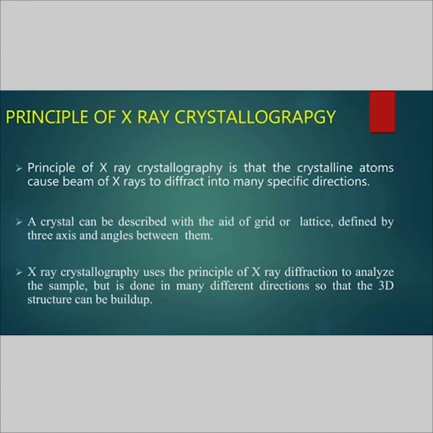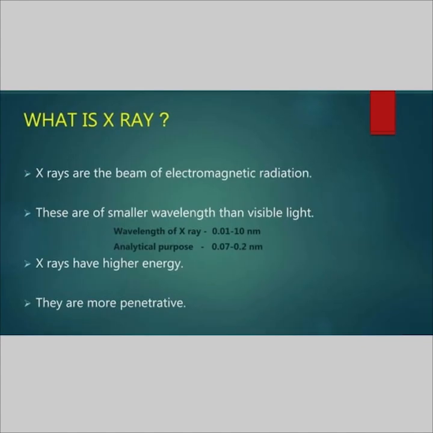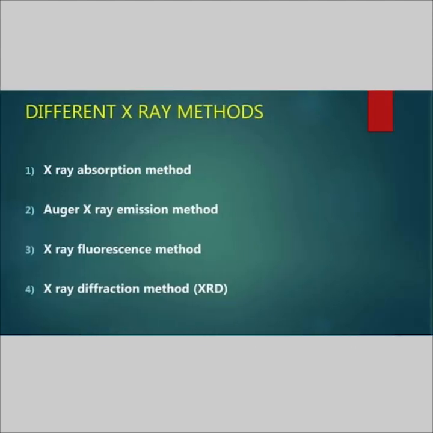Before knowing the actual X-ray crystallography technique, we need to know what X-ray is. X-rays are beams of electromagnetic radiation. They have a wavelength smaller than visible light, have higher energy, and are more penetrative. Now, before knowing the different X-ray methods, we need to know what a crystal is. A crystal is a solid whose atoms are arranged in highly ordered repeating patterns. These patterns are called crystal systems.